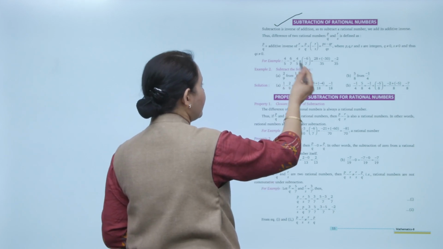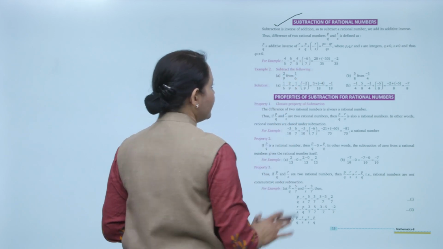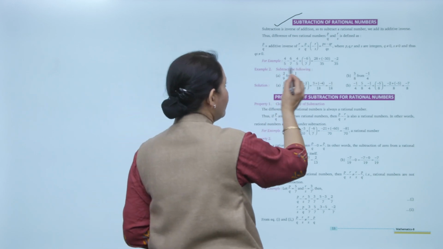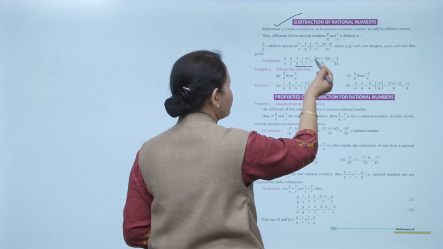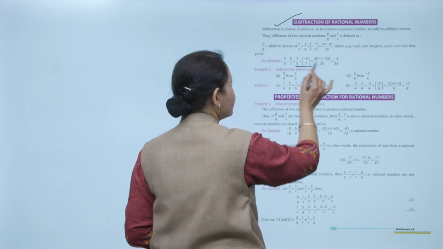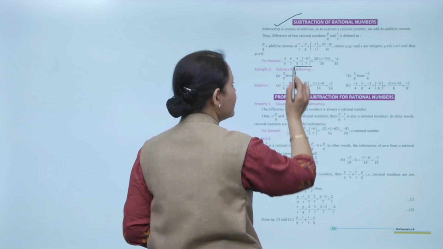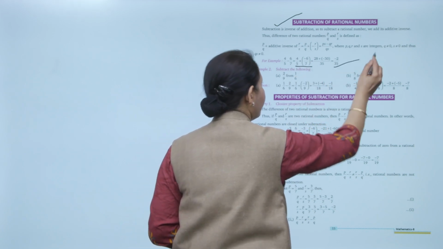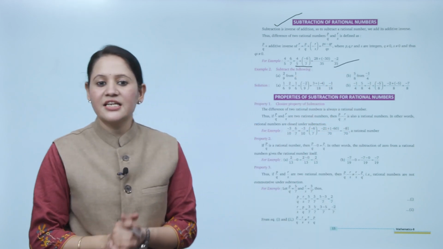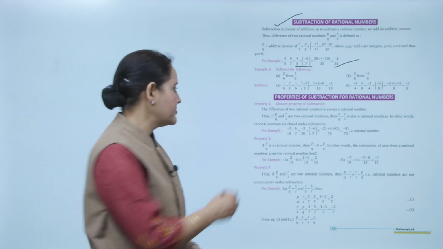So 4 upon 5 plus, we have to add both numbers, minus 6 upon 7. So 7 and 5, we will take the LCM 35, this will become 28 plus minus 30. Bracket will remove the bracket, plus minus becomes minus. So 28 minus 30, that is minus 2 upon 35. That is the answer. Next, properties of subtraction for rational numbers.